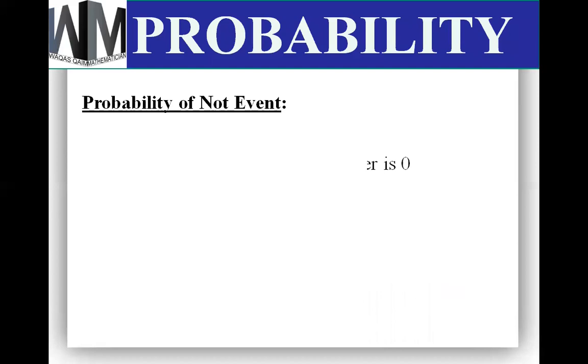Okay, for example, if I say that the chances of raining today are 60%. The chances of raining today are 60%. So what will be the chances of not raining today? Right. So you are all getting the answer 40%. Why 40%?